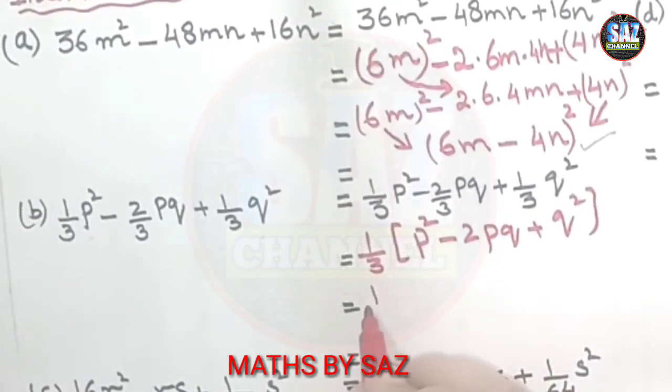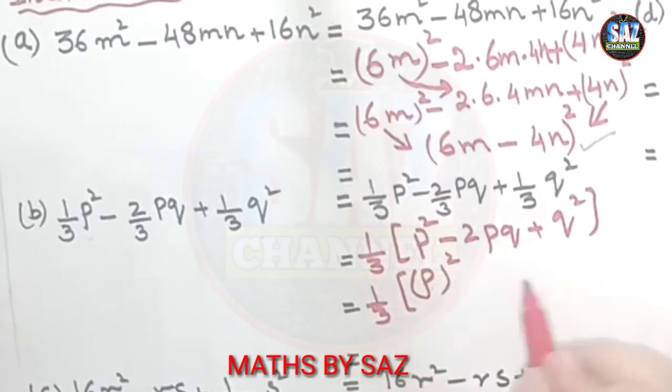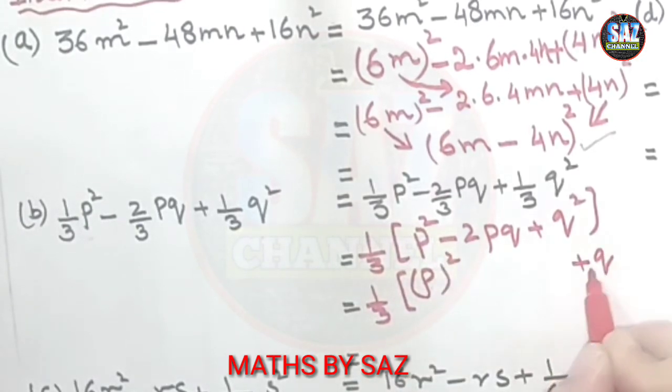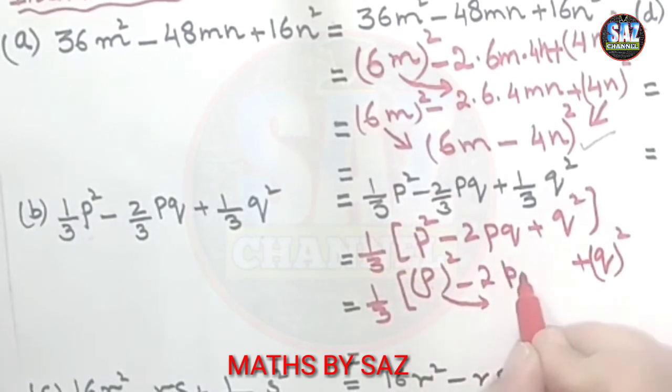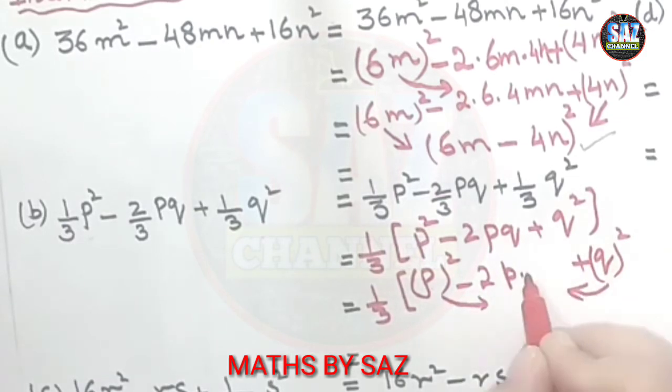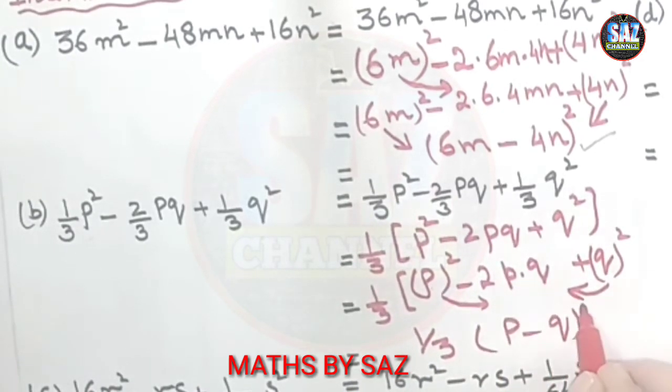Now express it in form of the identity: 1 over 3 into p whole square plus q whole square minus 2, a from the first place, that is p, and b from the second place, that is q. I can finally write it in the form 1 over 3 into p minus q whole square. I hope you are clear about this question. Let's move to the next question.